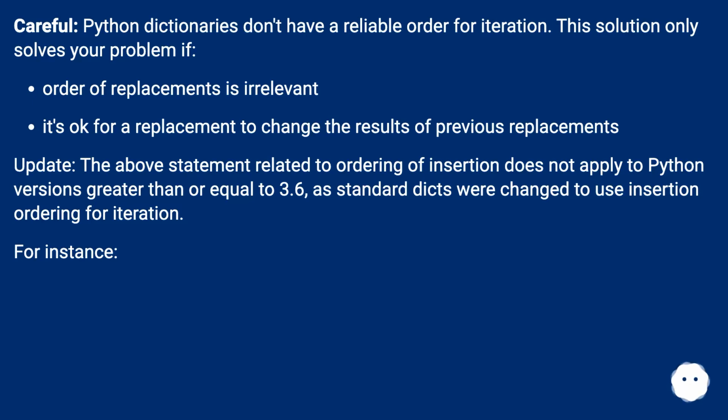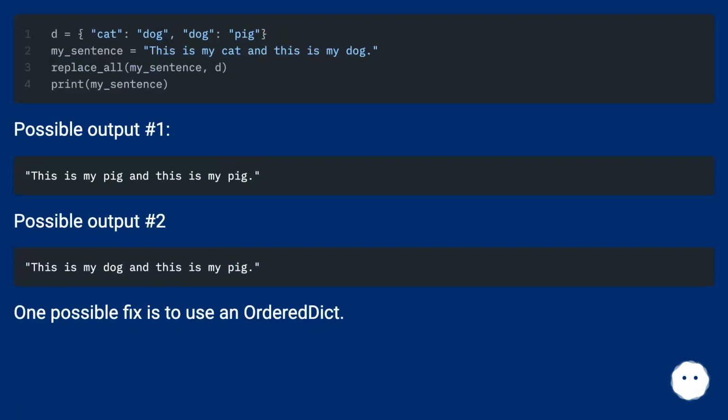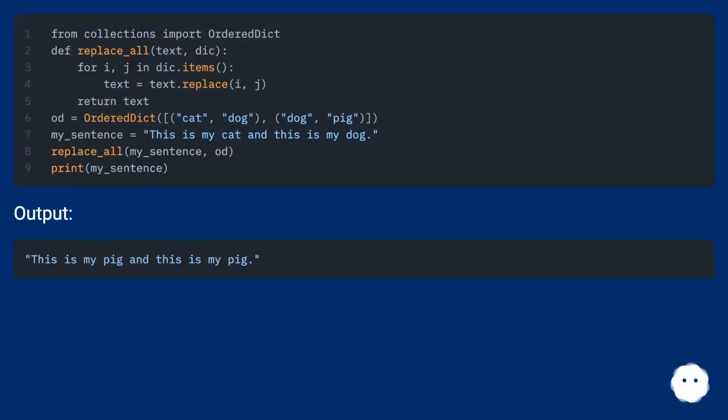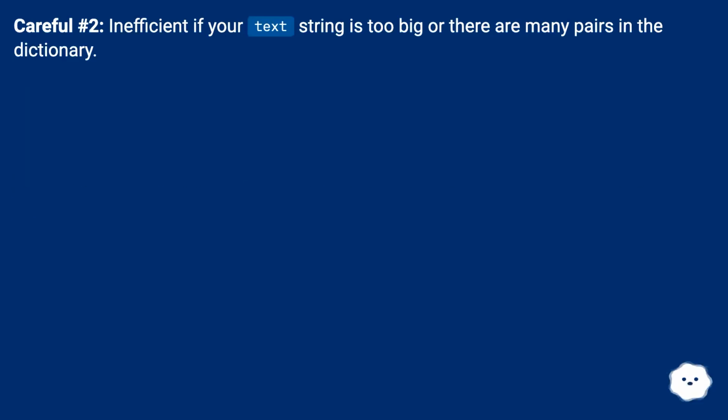For instance, possible output number 1, possible output number 2. One possible fix is to use an ordered dict. Output. Careful number 2, inefficient if your text string is too big or there are many pairs in the dictionary.